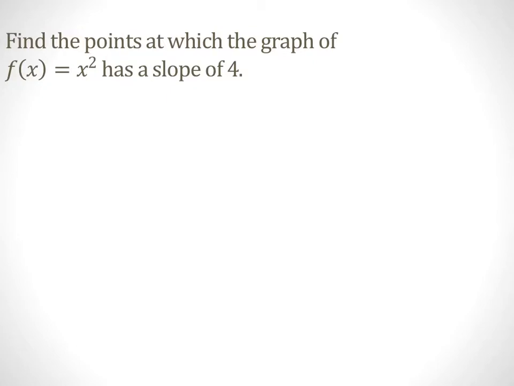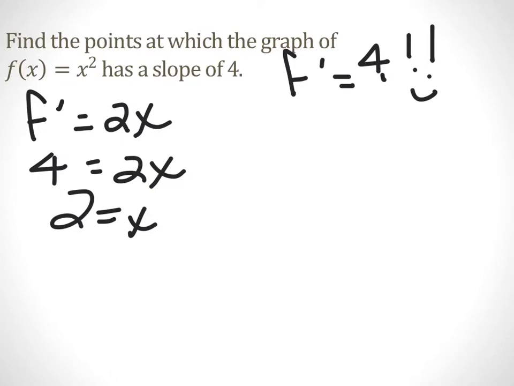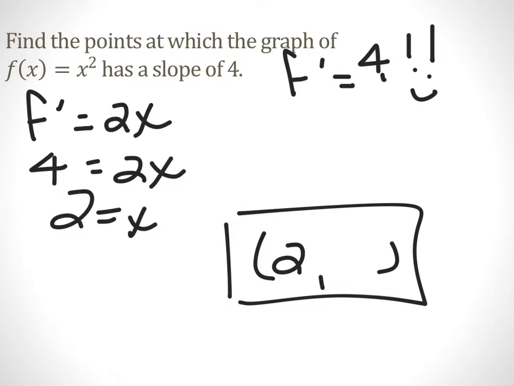Find the points at which the graph of, and here's a function, has a slope of 4. Now, so we've had slope that's 0, slope that's 1. You know, they could tell us horizontal, lots of different things. On this one, they want a slope of 4, so the derivative is set equal to 4. And so take the derivative, set it equal to 4, divide by 2, and that's going to occur when x is 2. You need to go find the y value. We'll do this real quickly. 2 squared is 4, so that's going to occur at the point (2, 4).